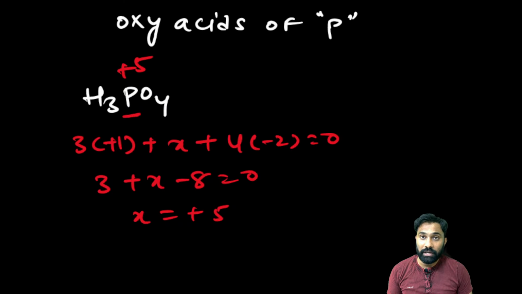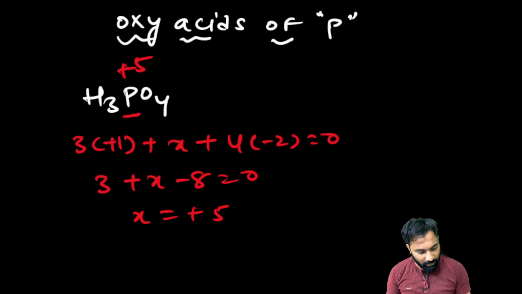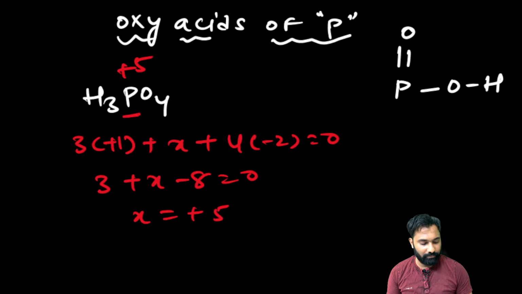With the structure, how can I explain? Now you can see, for the oxy acids of phosphorus, what are the key points you have to remember? Phosphorus should have one double bond O and one OH, it should be mandatory. For the oxy acids of phosphorus, one double bond O and one OH should be mandatory.